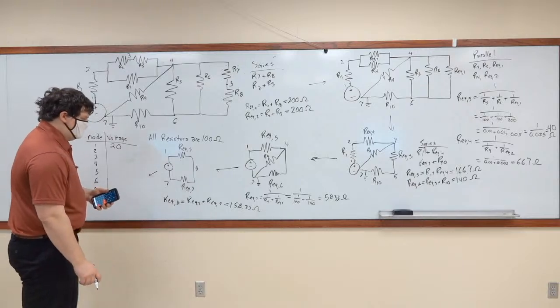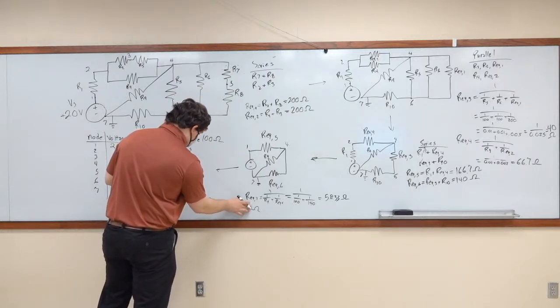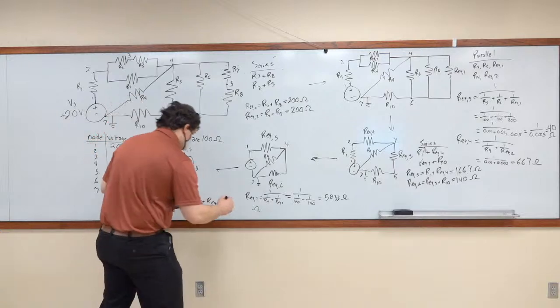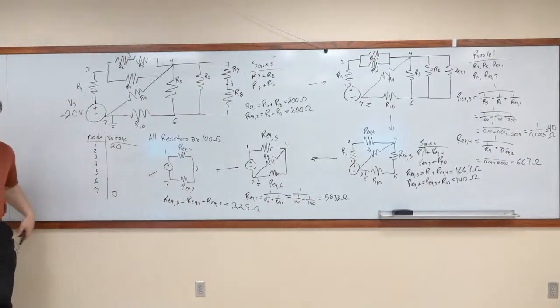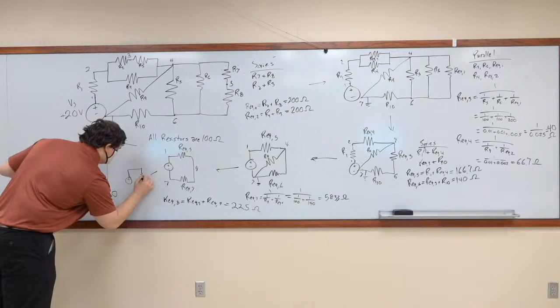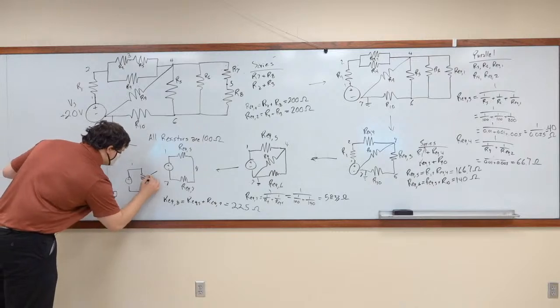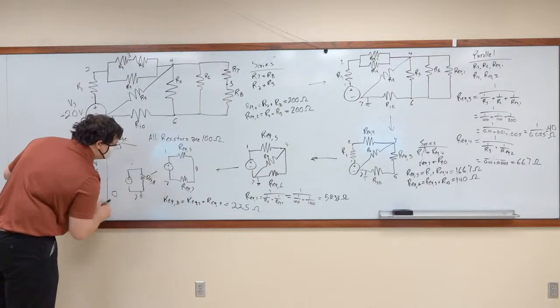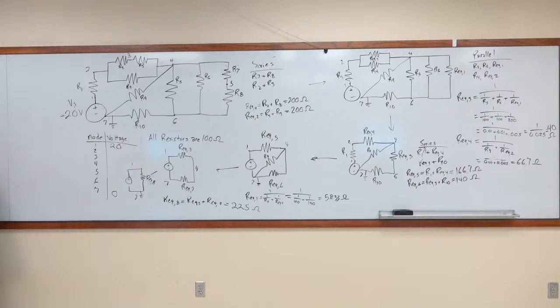Okay. So, my bad. This is actually 225. All right. So our final circuit is node 1, node 7. This is still grounded. This is REQ8, and it is equal to 225 ohms. All right, we're halfway done.